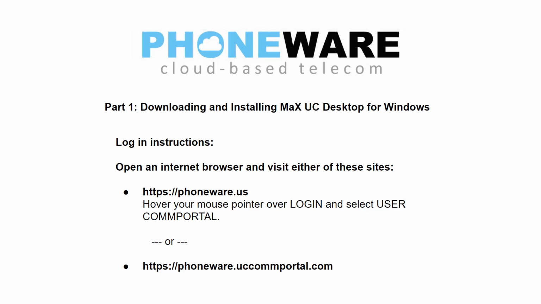Downloading and installing MaX UC Desktop for Windows. To download MaX UC Desktop for Windows, you will need to visit the UserCom portal. You can do this by either going to the Phoneware website and choosing the login option there, or going directly to the UserCom portal address. We're going to go to the Phoneware website.